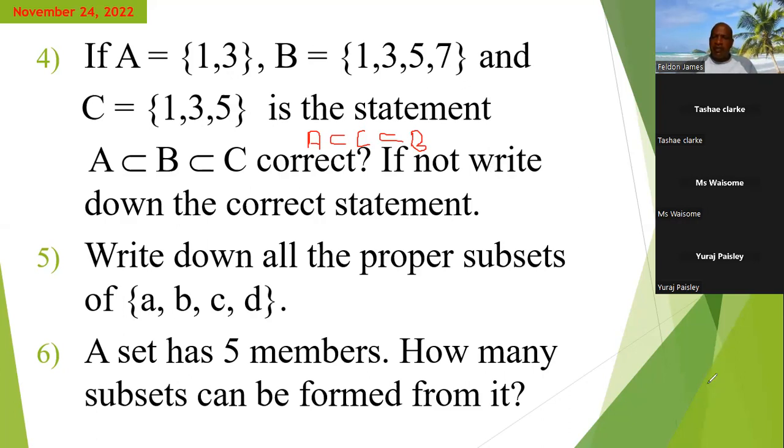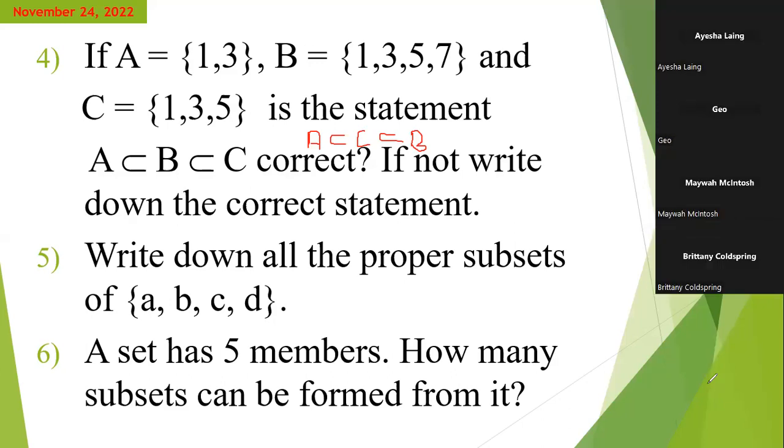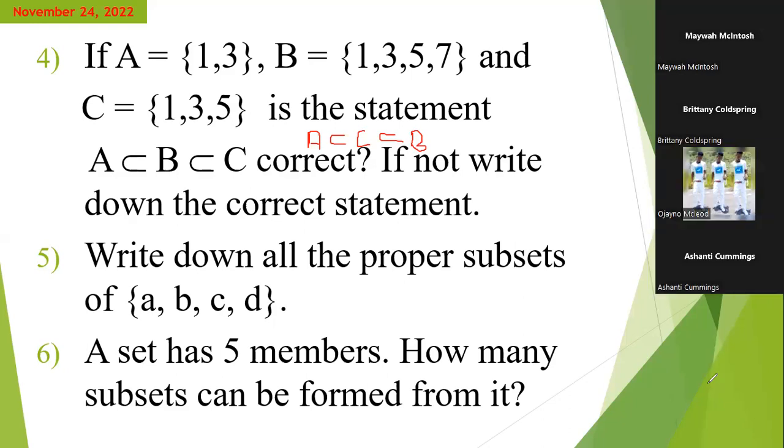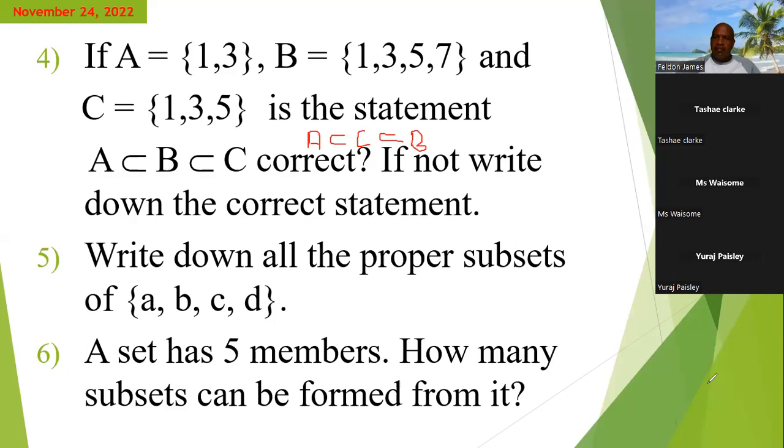Is there anybody who is not sure why that one is correct? Let me see your hand. All right, everybody seems to be okay with that one. All right, now question 5 says you have to write down all the proper subsets of this one. If you are to write down all the proper subsets, how many subsets would you get?